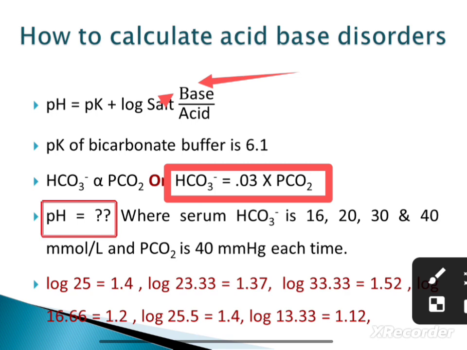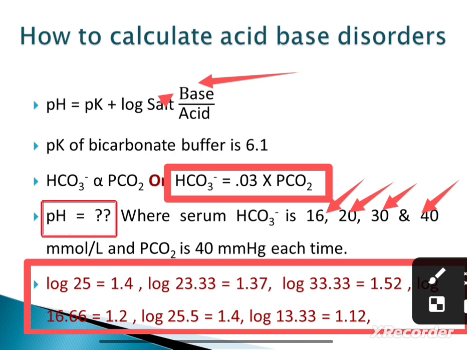So from these values, can we find out the pH of blood? Yes, we can find out. Suppose the serum bicarbonate level in one case is 16, in another case it is 20, in another case it is 30, in another case it is 40. And if we know the log value of this, we can find out the pH of the blood. How?